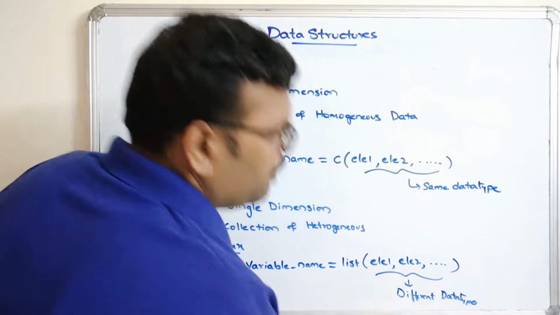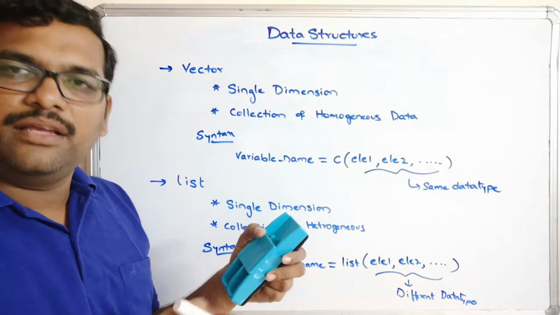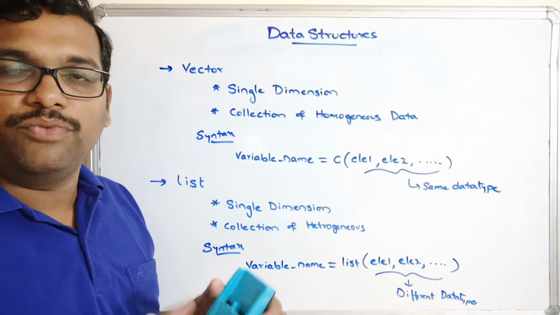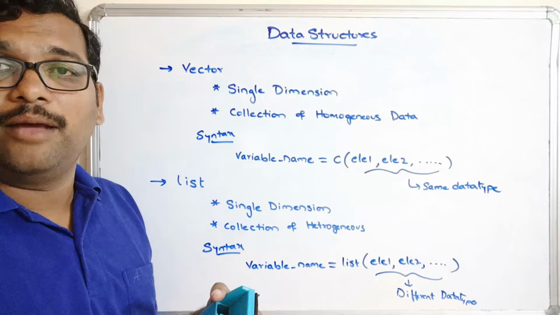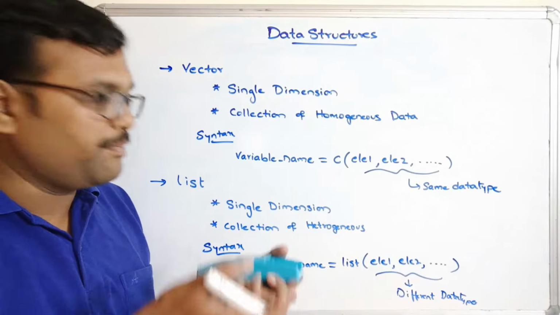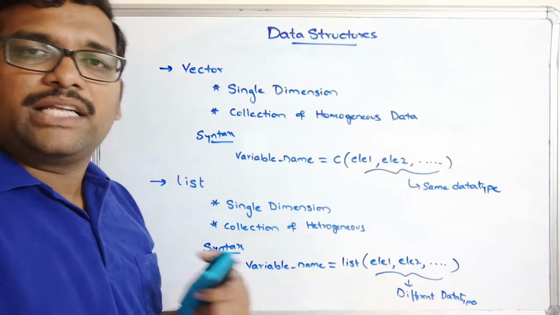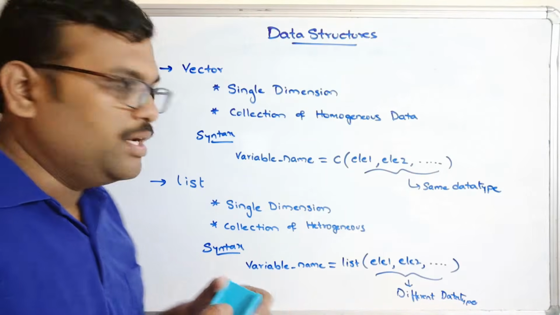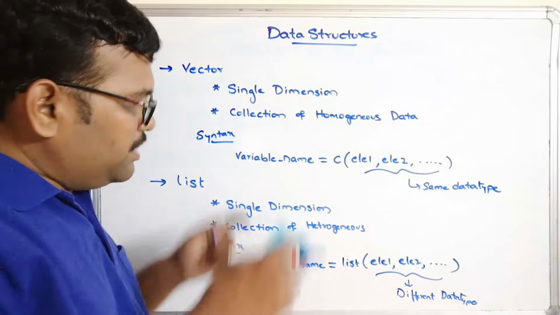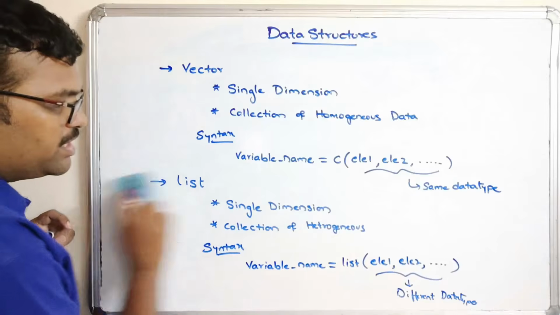No need to worry about all these things. I'll implement each and every one in RStudio. We'll execute a small program: we'll create a vector and print it, and we'll create a list and print it. For all the data structures, I'll show you the implementation. So don't worry about this, we'll just see the syntax part. Now the two are completed.